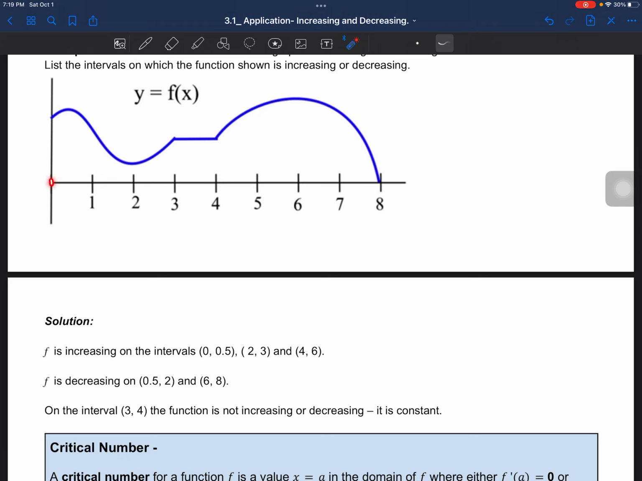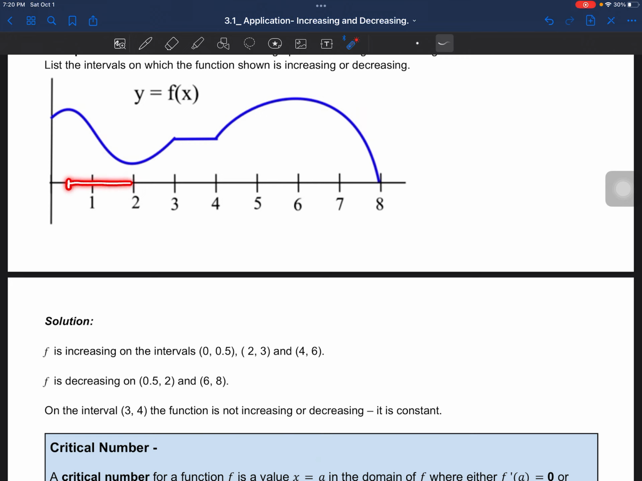So we already talked about part of the solution for this problem. What we're saying is that from 0 to 0.5, the function is increasing. And then that also happens between 2 and 3, in this region. Between 2 and 3, the function is increasing. And then from 4 to 6, the function is increasing, right? So we're able to define the intervals where the function is increasing. Of course, the slope there is going to be positive.